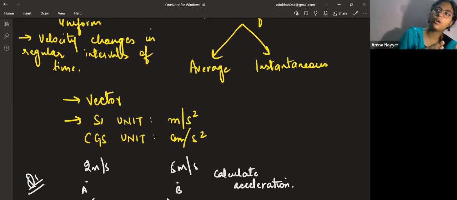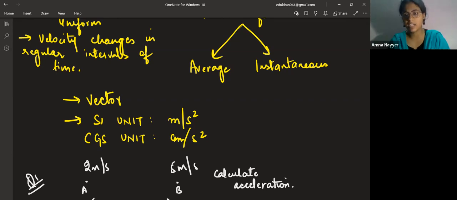Then you have uniform and non-uniform. In non-uniform you have average and instantaneous, depending upon the time duration: whether a time duration is given, or one particular instant value is given. Same thing when you talk about rate of change of speed and rate of change of velocity: you get acceleration. In acceleration also you have uniform and non-uniform, and in non-uniform also you have average and instantaneous. That's it. So all the questions will be using these concepts and basic formulas only.